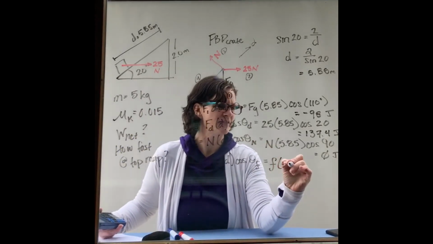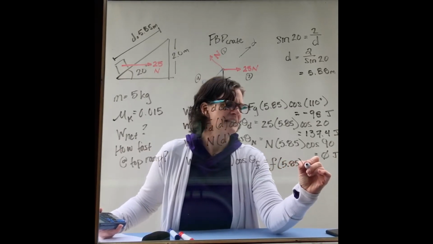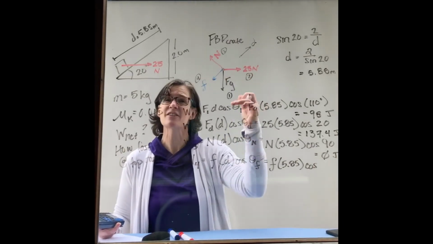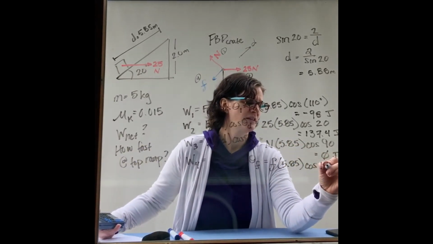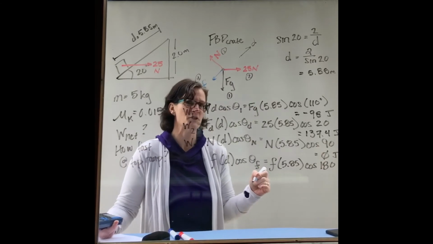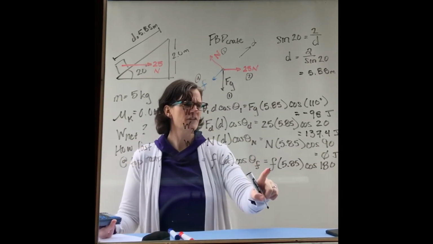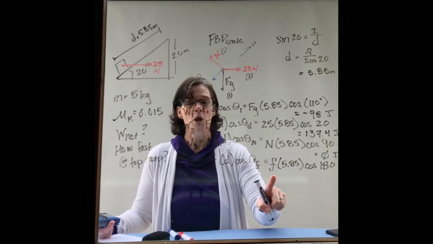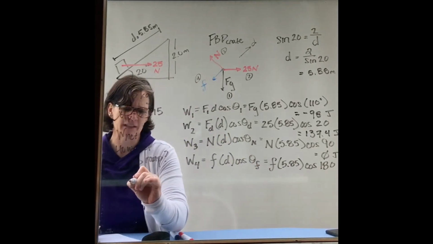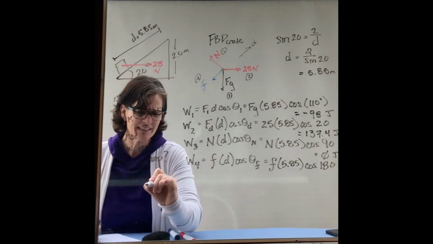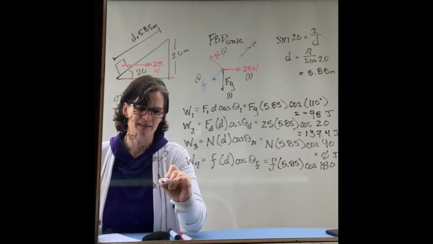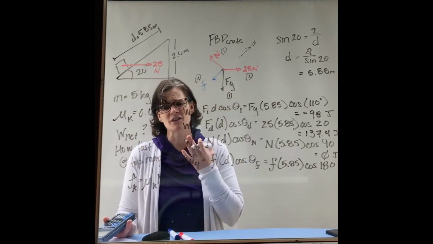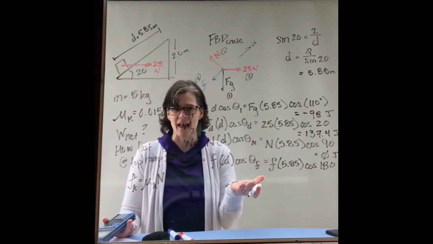Our displacement, 5.85, times the cosine, well, our displacement is 180 degrees from the frictional force. So in order for us to get this value, we need to determine the frictional force. We want to remember that friction is equal to mu times N, our kinetic frictional force. Well, that means in order for me to determine the frictional force, I have to figure out N.